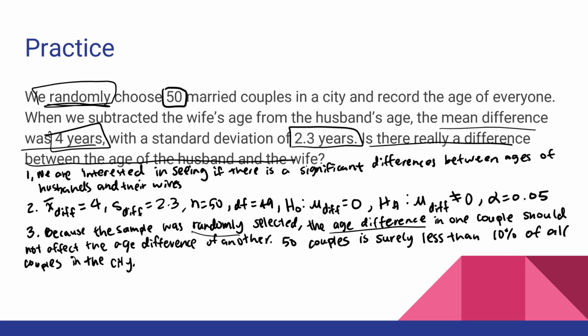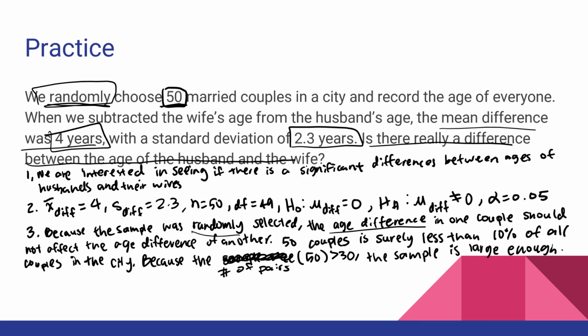And finally, we have our large enough condition. So we got lucky. Our n is greater than 30. So because it's greater than 30, we're good to go. Because the number of pairs, which is 50, is greater than 30, the sample is large enough.